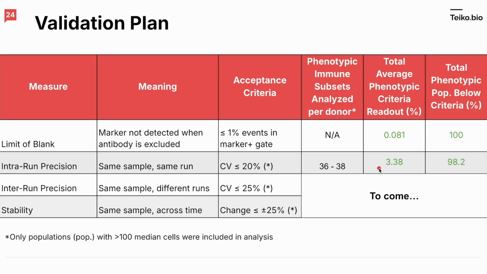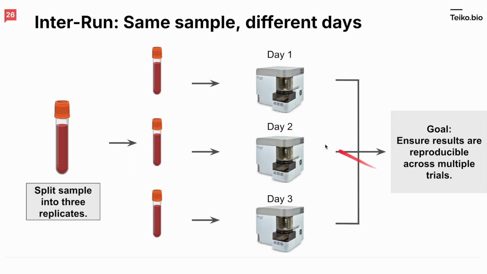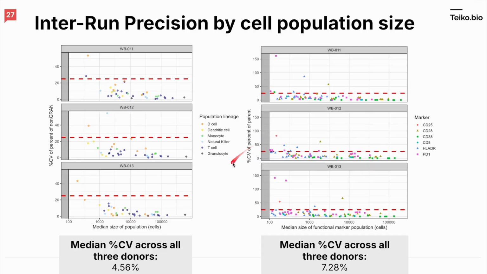Next, we're going to cover inter-run precision and stability. This is the same sample split into 3 replicates. So you take the blood sample, split it into day 1, day 2, day 3, and the goal is to ensure results are reproducible across multiple trials. So here's the precision by cell population size. These are the phenotypic side, this is the functional marker side. You can see the median percent CV across all 3 donors is 4.56.